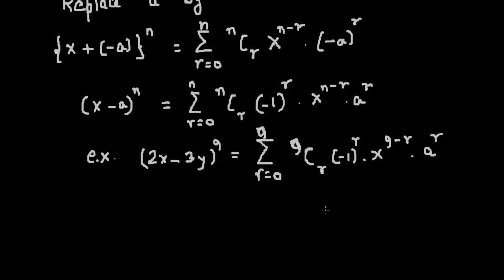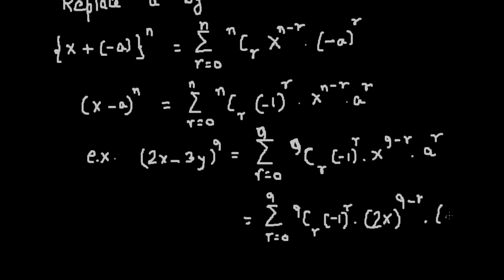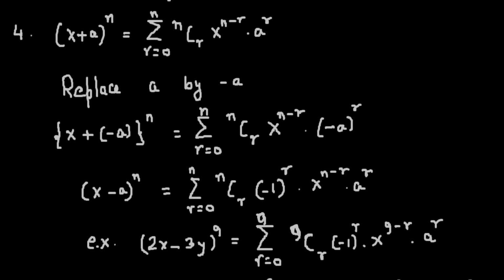Now we are going to replace x and a by these values. So this is the sum r equals 0 to 9 of 9Cr, negative 1 raised to the power of r, times, so what is x here? x is actually 2x, raised to the power 9 minus r, times a. a is now only 3y because we have already taken care of the minus sign in negative 1 raised to the power of r. So it is positive (3y) all raised to the power of r. So we can expand the summation, and then we get the final value. So this is conclusion number 4.